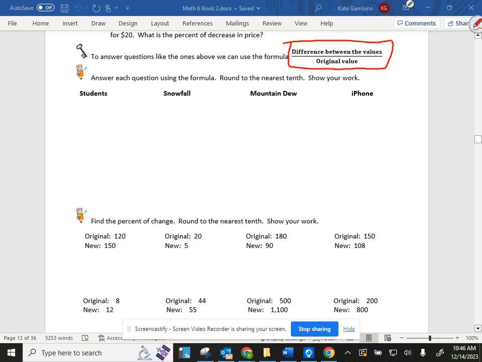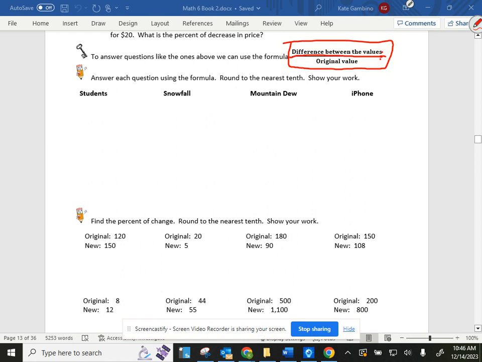No negative numbers. Then we divide it. That's what that fraction bar means. That means we divide it. Just imagine that turning into a division symbol. You divide the top, that difference, by the original number, that first number in the problem.